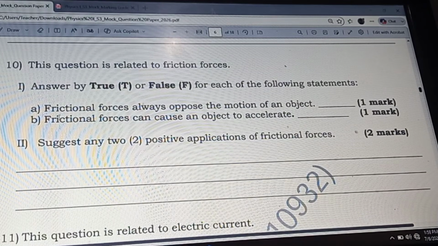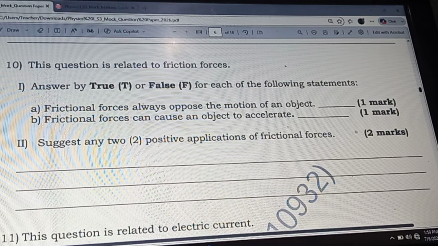Question 10. This question is related to friction force. I. Answer by true or false for each of the following statements. I. Frictional force always opposes motion of an object. This statement is true. Friction force always opposes the motion of an object. B. Friction force can cause an object to accelerate. No. This statement is false.